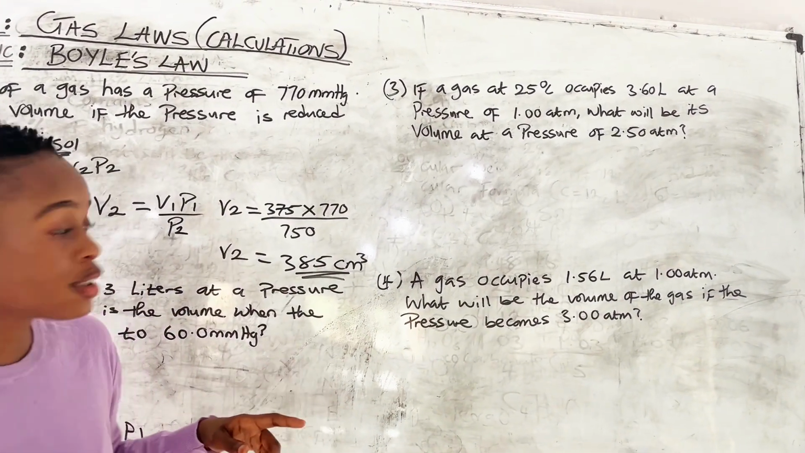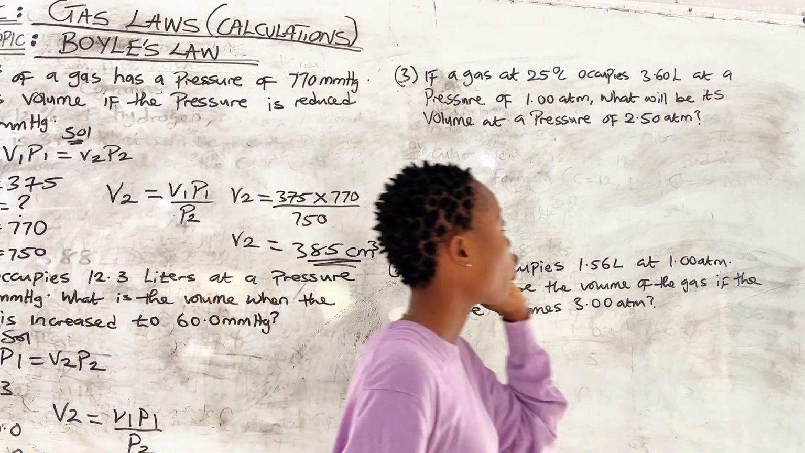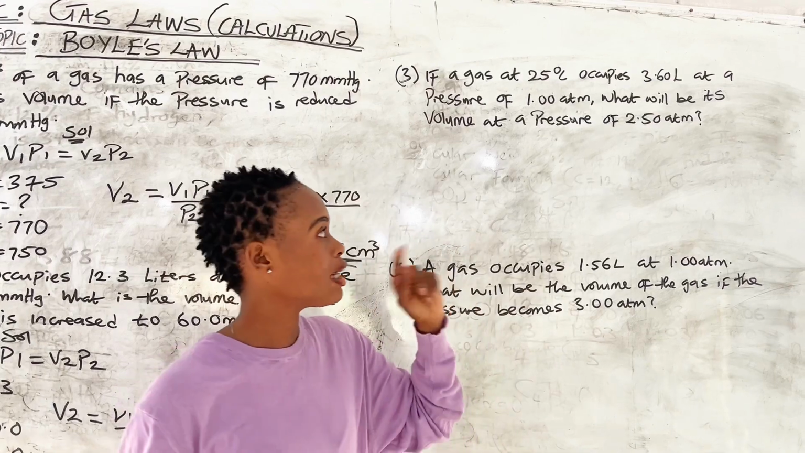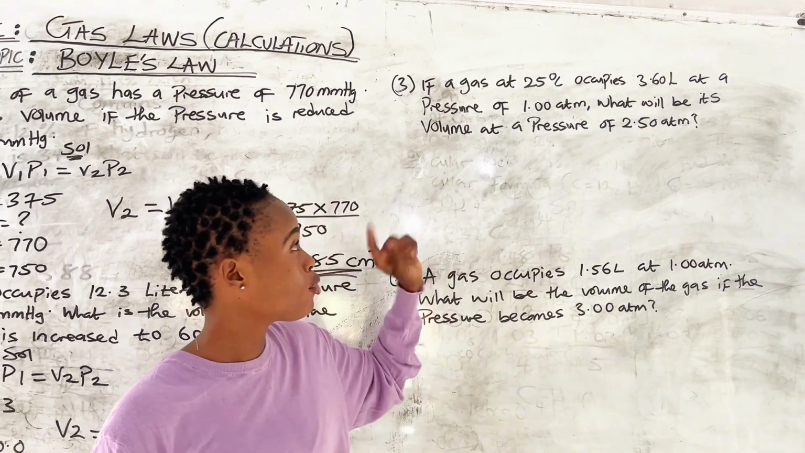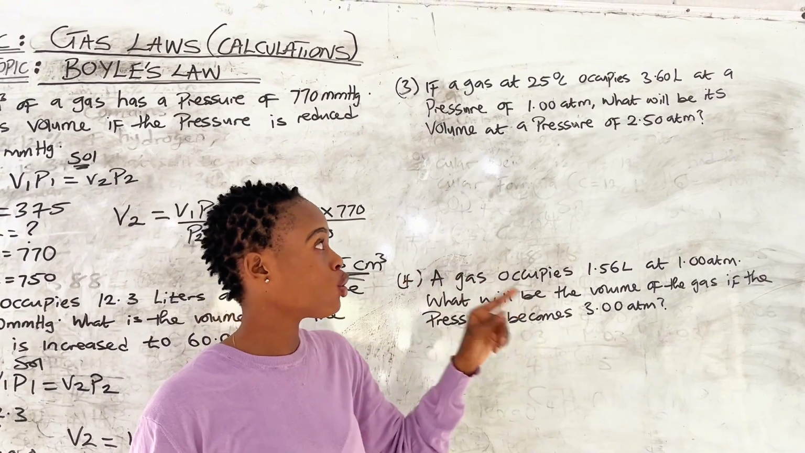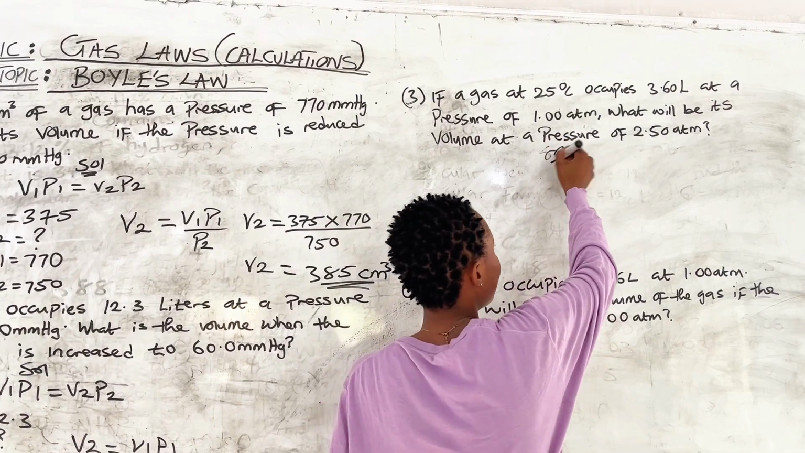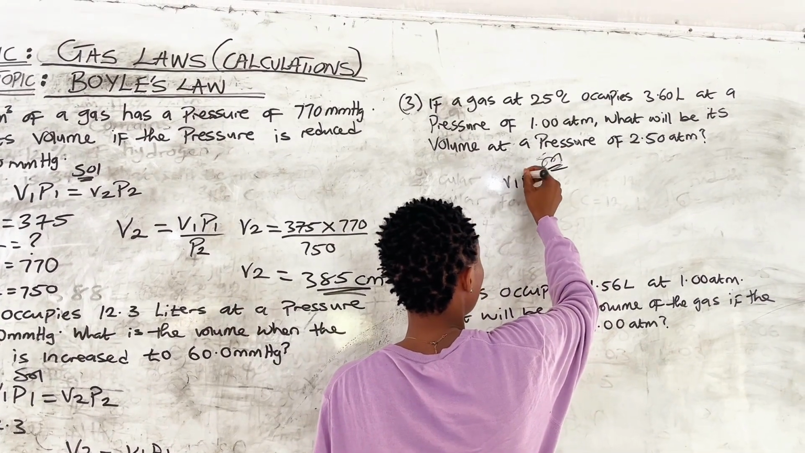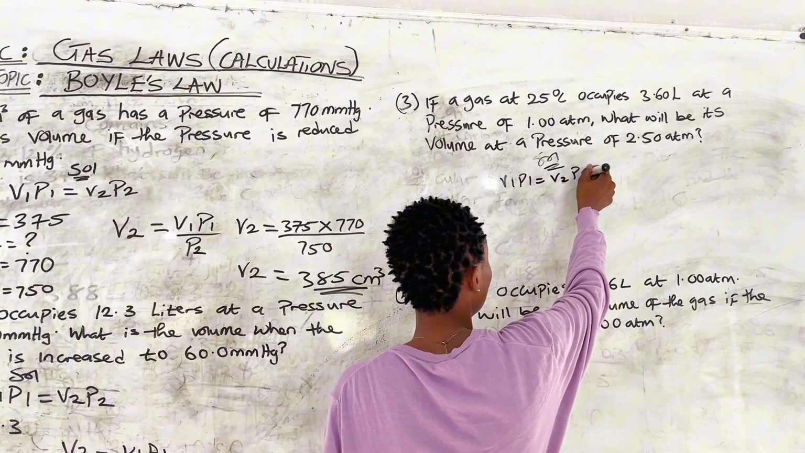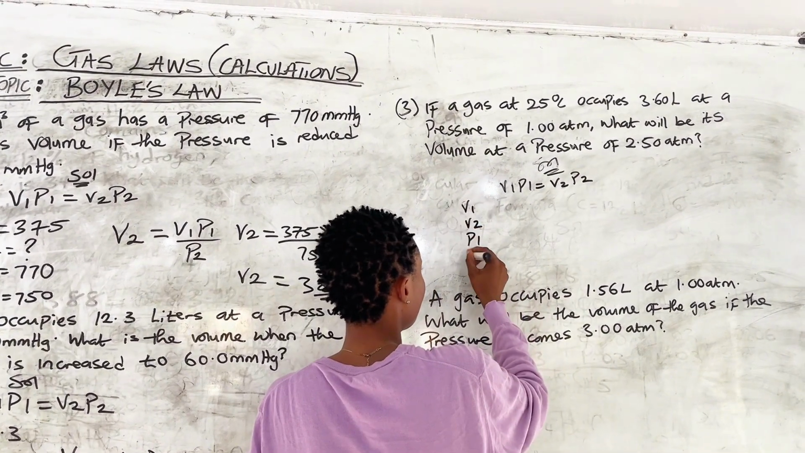The third question says, if a gas at 25 degrees Celsius occupies 3.60 liters at a pressure of 1.0 atm, what will be its volume at a pressure of 2.50 atm? So it's the same thing. Write our formula, V1 P1 equals V2 P2. Write our parameters, V1, V2, P1, P2.